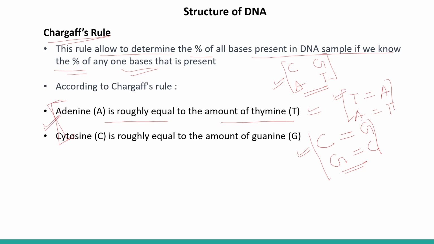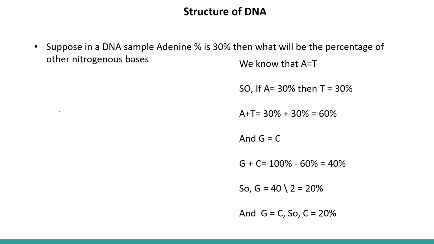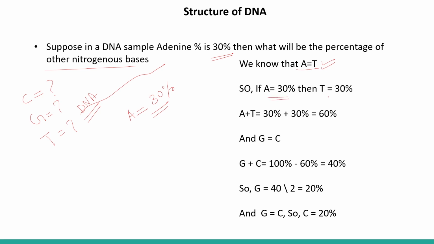So let us see how we can deduce the percentage of the three other nitrogenous bases if we know the percentage of one type of nitrogenous base. Let us see one example. Suppose in a DNA sample, the adenine percentage is 30%, right? Then what will be the percentages of C, G and T? We know that A always pairs with T. So if A is 30%, then T will also be 30%, roughly equal.